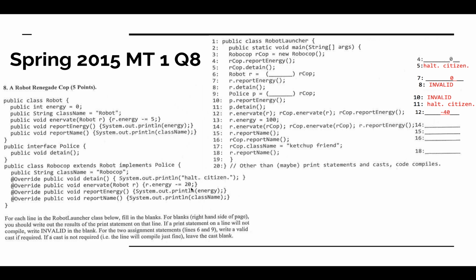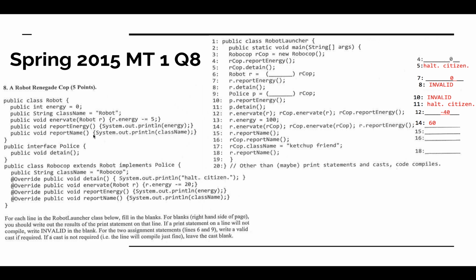So we reduce rcop's energy by 20. Then when we call rcop.enervate(rcop), we do the same thing. And we know that we started with r.energy equals 100. So when we report energy, what should it be? 60. Okay. And then we call r.reportName. So r is of static type Robot. So we see there is a reportName function.